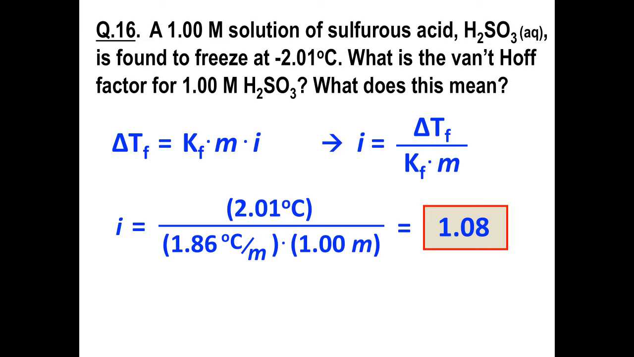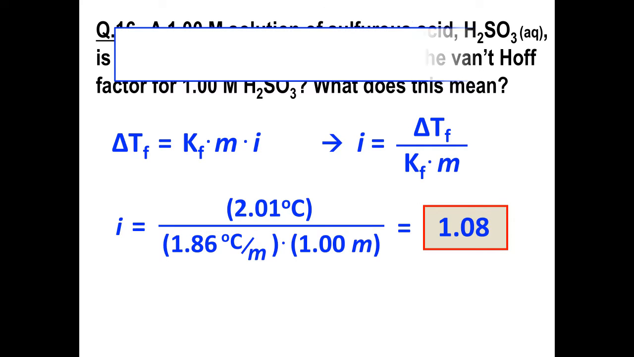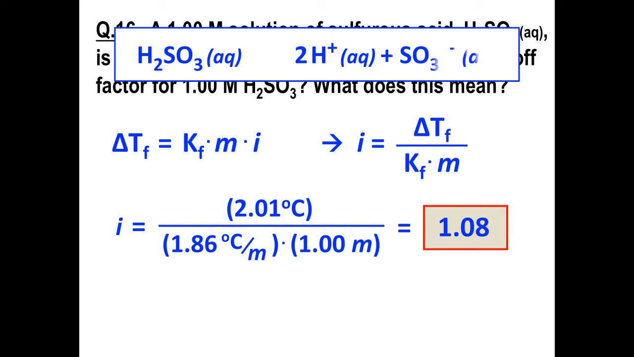What does this mean? Well, H₂SO₃ is an acid. Acids dissociate into hydrogen ions and whatever the other ion is. So in this case, H₂SO₃, we'd expect to dissociate into 2 H⁺ ions and an SO₃²⁻ ion. Now, if H₂SO₃ was a strong acid, it would fully dissociate into these ions, and we'd expect a Van 't Hoff factor of 3.